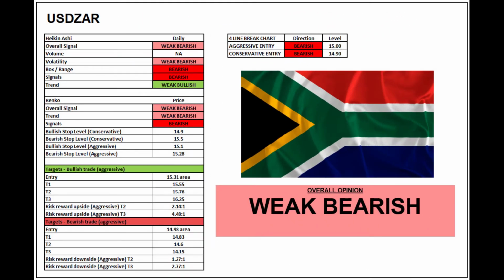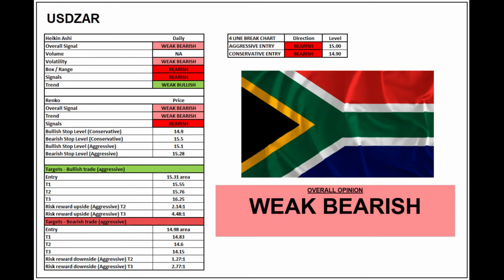So let's put a score on all that lot then, based purely on the technical analysis. A weak bearish picture in the top right there, 4-line break chart bearish setups, aggressive entry around 15, more conservative 14.9. Now the Heikin Ashi, a bit of a mixed bag. The trend from June 2020 has been weak bullish, but as we've seen from December, that has been more weak bearish, so that's likely to change if this current trend continues.